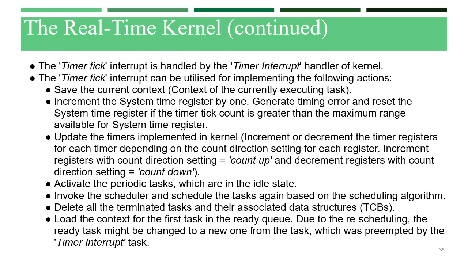The timer tick interrupt is handled by the timer interrupt handler of the kernel. The timer tick interrupt can be utilized for implementing the following actions. Save the current context, increment the system time register by 1, generate a timing error and reset the system time register if the timer tick count is greater than the maximum range available for the system time register, and update the timers implemented in the kernel. Next, it activates the periodic tasks which are in the idle state. It invokes the scheduler and schedules the tasks again based on the scheduling algorithm.